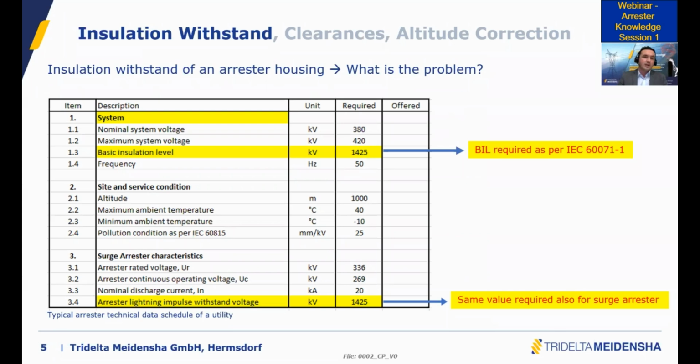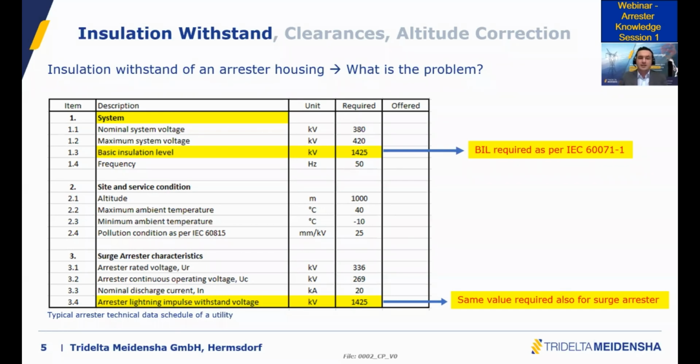Often at the beginning, you have the basic installation level, the BIL, which is based on the IEC 60071-1, and this applies for the system. So it's very common to see in arrester specifications the same BIL, which is the lightning impulse withstand voltage. So the same requirement is often applied for the housing of the surge arresters.